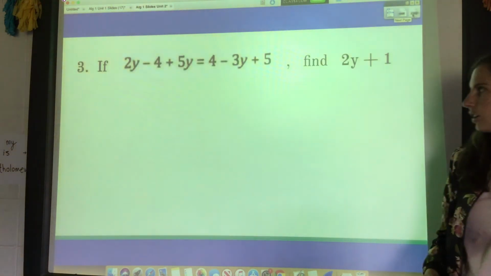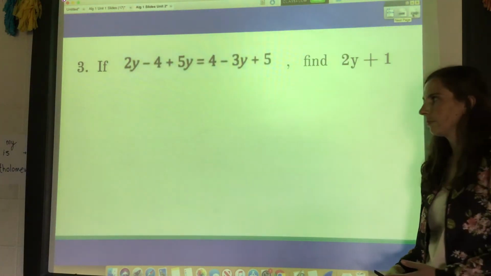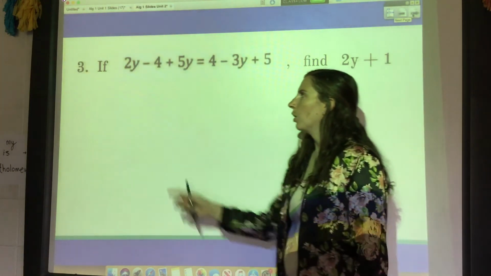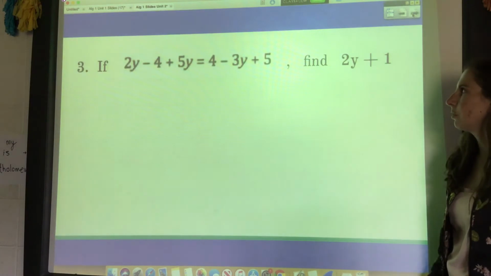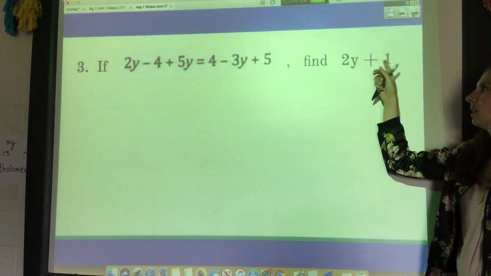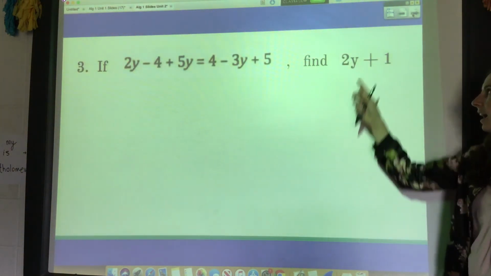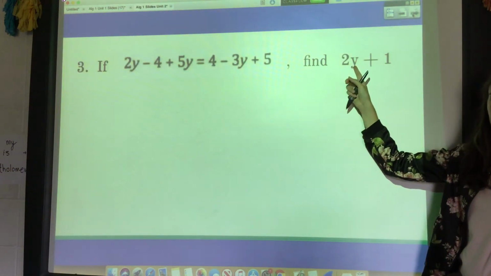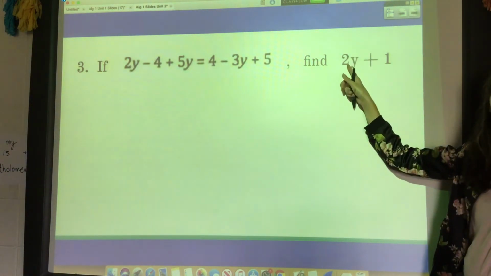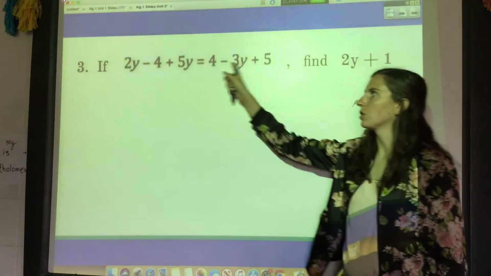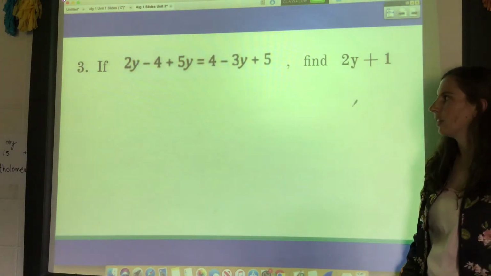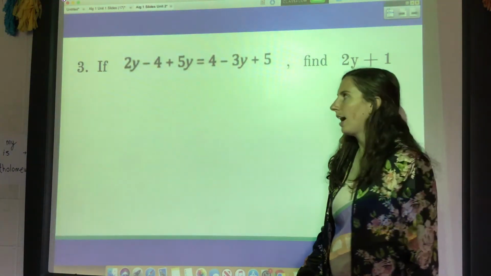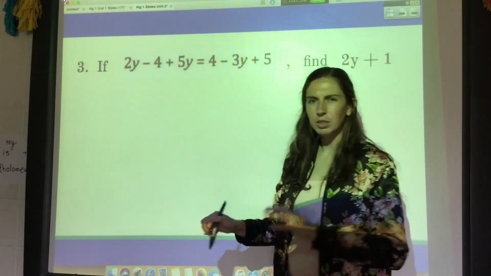Here's a kind of longer example. So first of all, I have this big long equation, and then what it's asking me for is 2y plus 1. I don't know what y is. And so in order to answer this question, I first need to solve this for y, and then I can plug it in here. So to solve for y, there's a couple different things you could do.